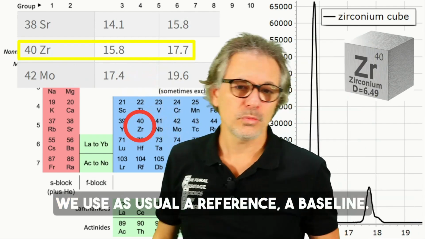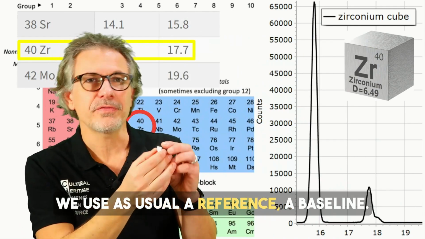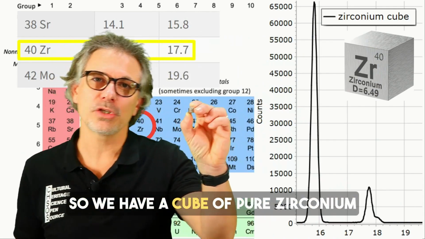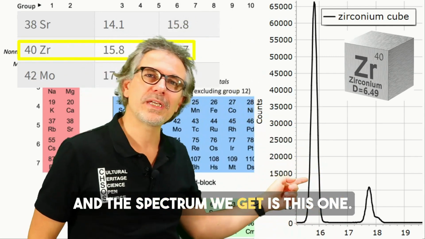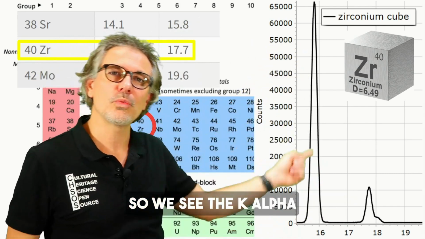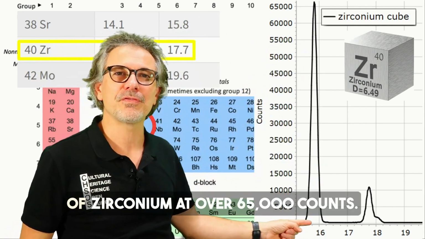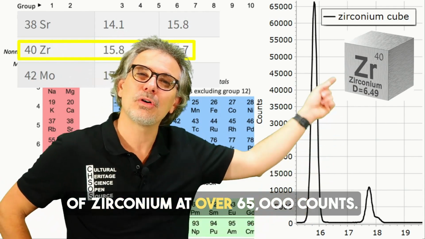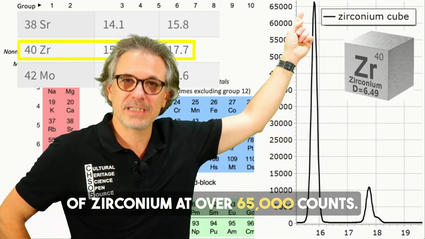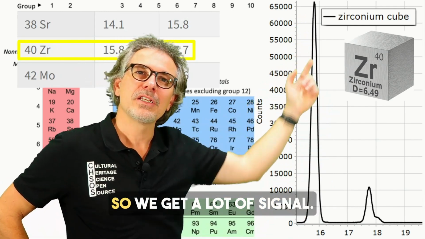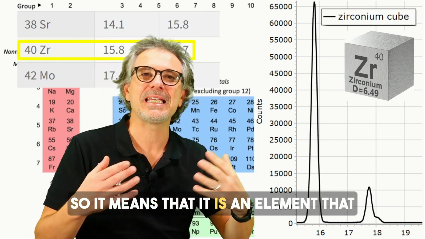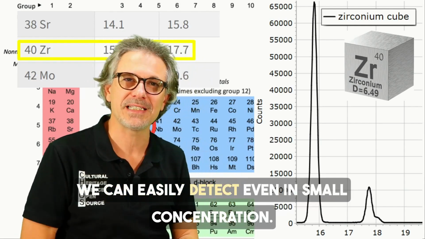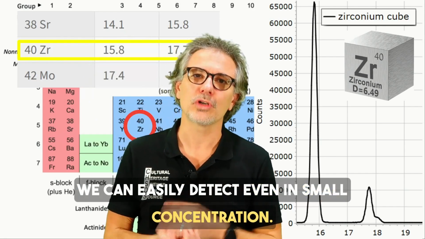K beta 17.7. We use, as usual, a reference baseline, so we have a cube of pure zirconium, and the spectrum we get is this one. So we see the K alpha of zirconium at over 65,000 counts. So we get a lot of signal, so it means that it is an element that we can easily detect even in small concentration.